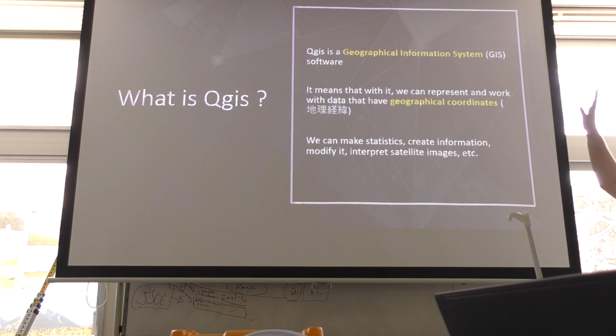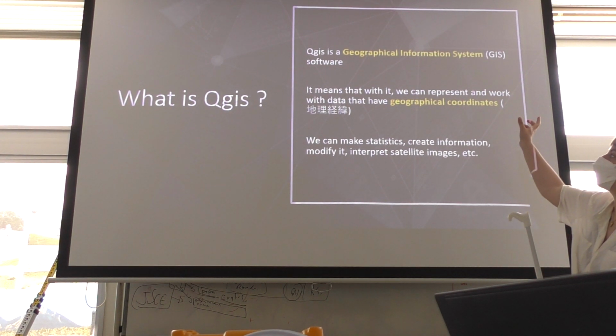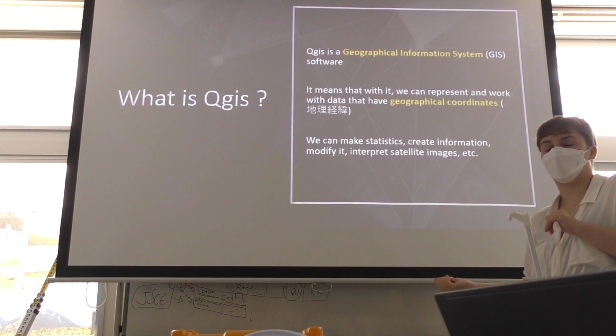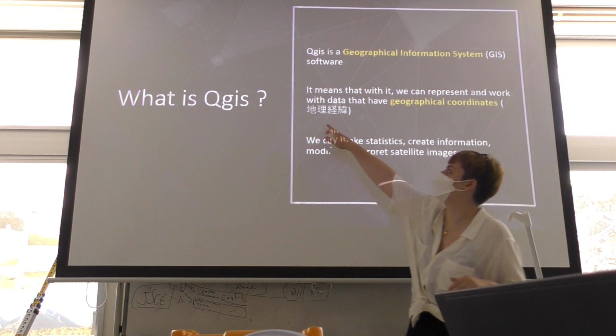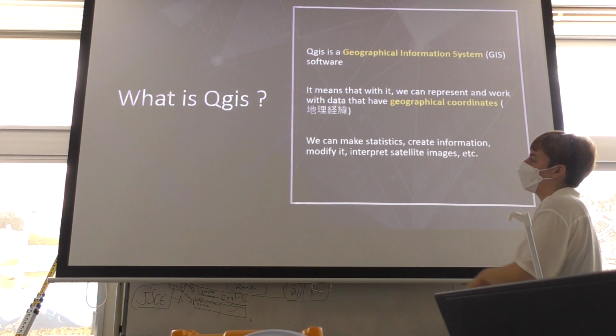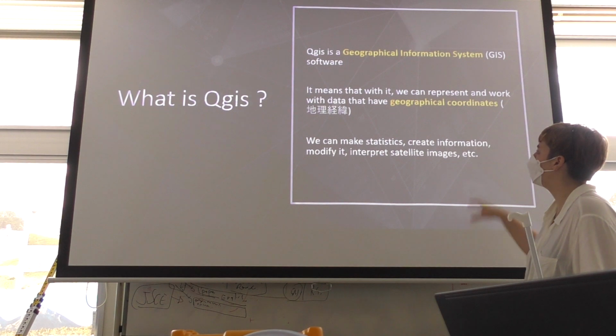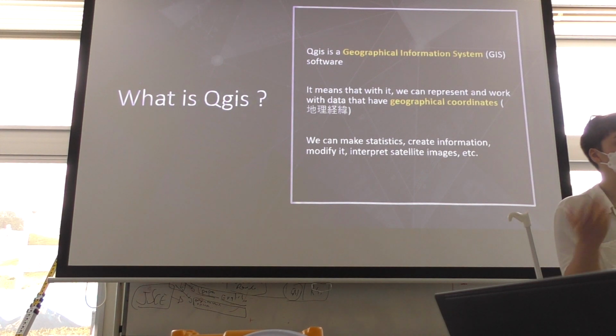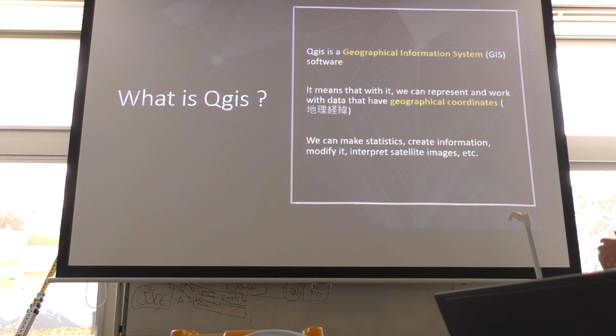So QGIS is a geographical information system software, okay? Everybody is okay with that? GIS means that we can represent and work with data that have geographical coordinates. So in Japanese is this word, I think. I can't read the two other kanjis, I'm sorry. So with that, you can make statistics, you can create information, you can calculate a lot of things, and you can also modify it. You can interpret satellite images.